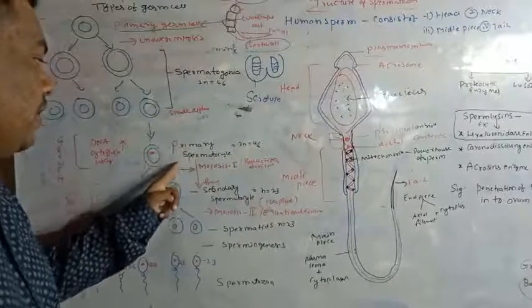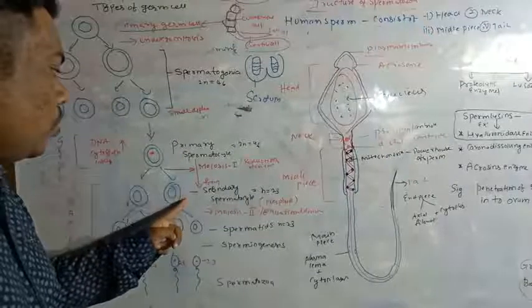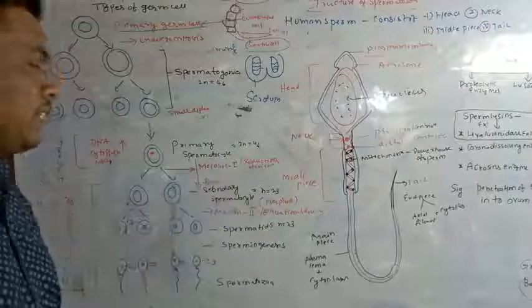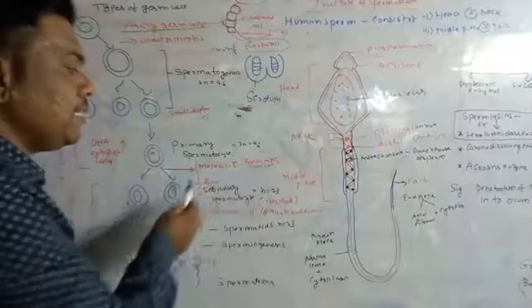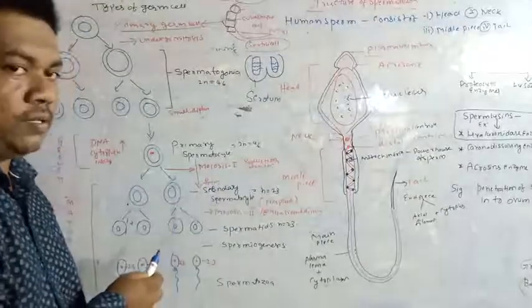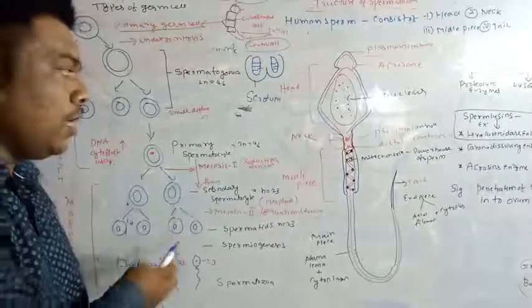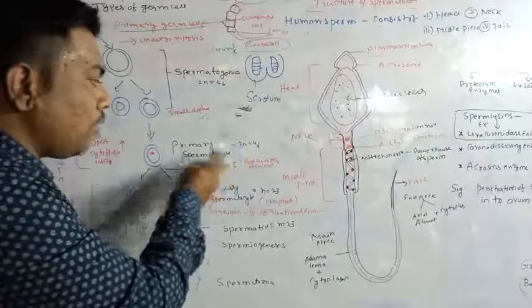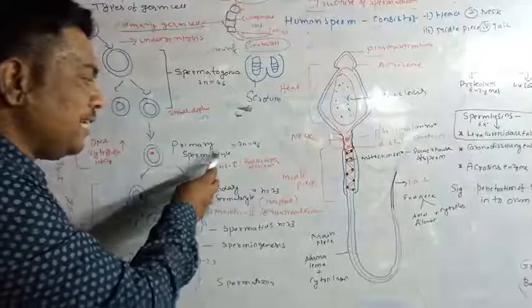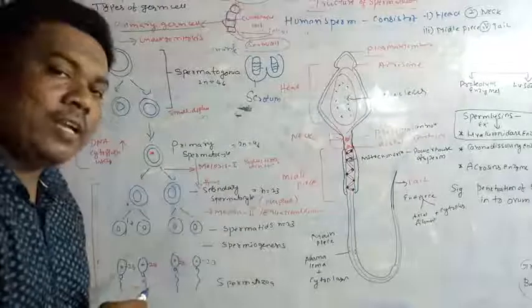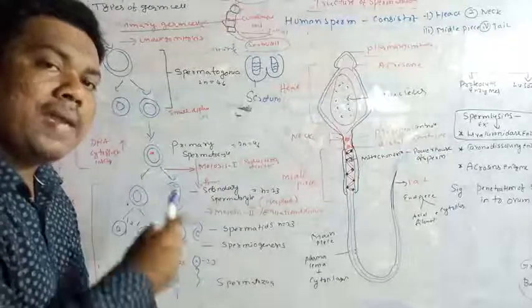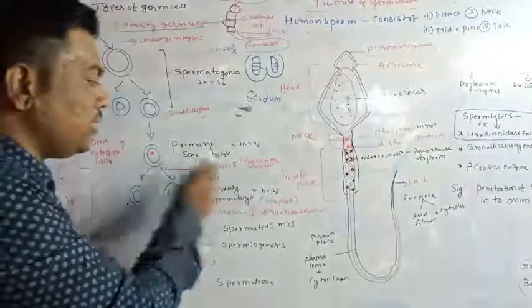After that, this primary spermatocyte undergoes meiosis 1 division. Meiosis 1 is known as a reduction division. So in the reduction division, what happened, beta? The diploid number of the primary spermatocyte is converted into a haploid number. That is the main theme of meiosis 1.